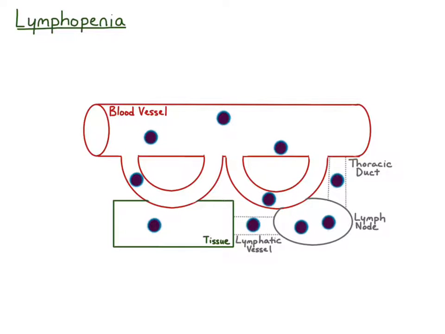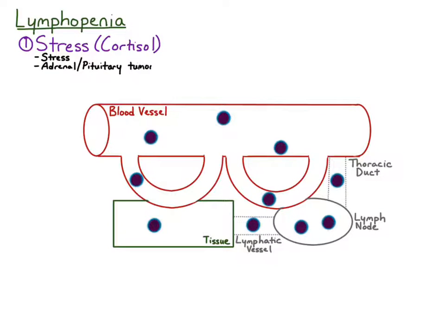Okay, so the first cause of lymphopenia and the most common cause of lymphopenia is a stress lymphopenia. And this is due to too much cortisol or too much glucocorticoids. The most common cause of this is stress. Any sick animal can have a stress lymphopenia, but more specifically, adrenal or pituitary tumors can produce too much cortisol or ACTH, which causes a stress lymphopenia. And then, of course, if you were given the animal exogenous glucocorticoids, you could have this lymphopenia as well.